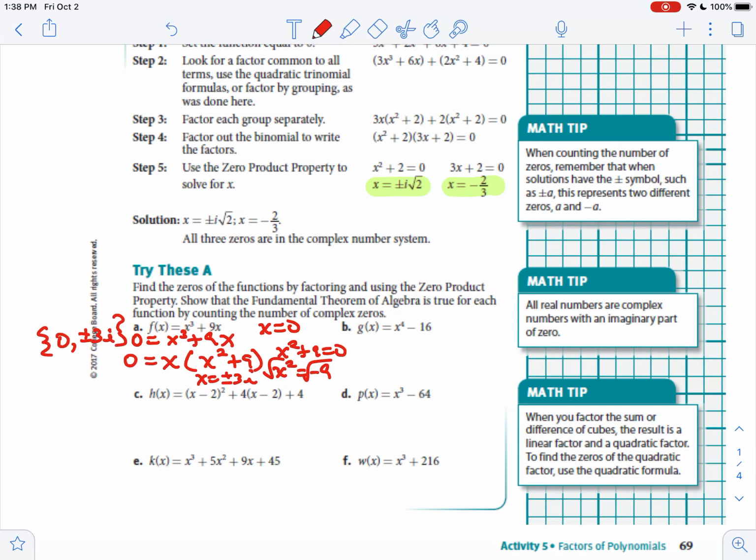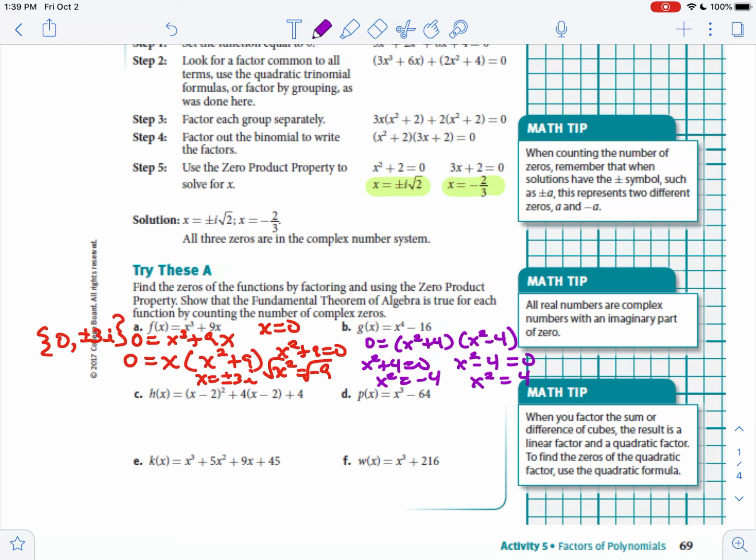Okay. So that was greatest common factor. In part B, we'll see a different factoring type. We should notice that x to the fourth minus 16 is a difference of squares. So when we set equal to 0, we get x squared plus 4 and x squared minus 4. Those two factors set equal to 0 will get us our other solutions. So x squared plus 4 equals 0, and x squared minus 4 equals 0. So we get x squared equals negative 4 and x squared equals positive 4.